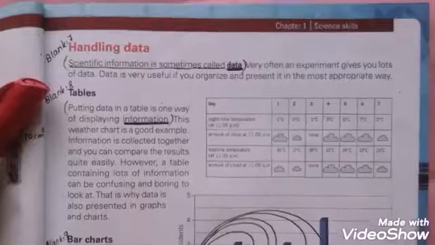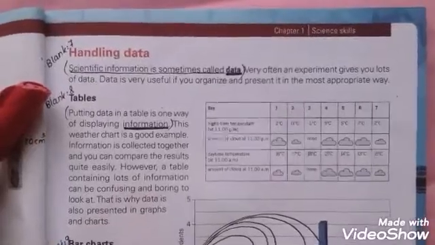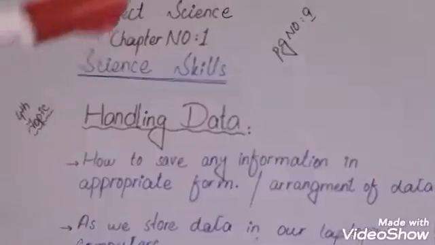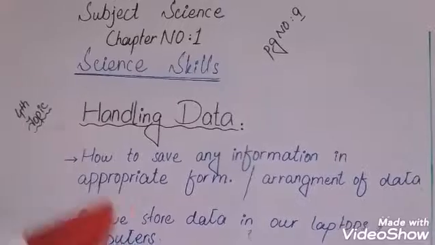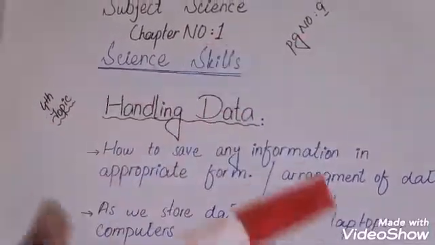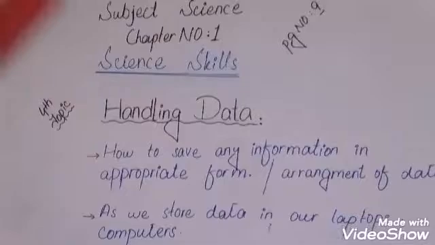Miss Samra here. Today we are going to start our fourth topic of first chapter, handling data, page number 9. Very often an experiment gives you lots of data. Data is very useful if you arrange and organize it in the most appropriate way.